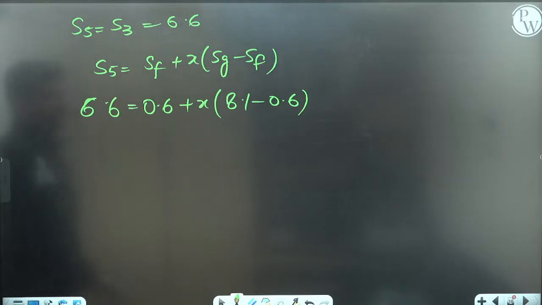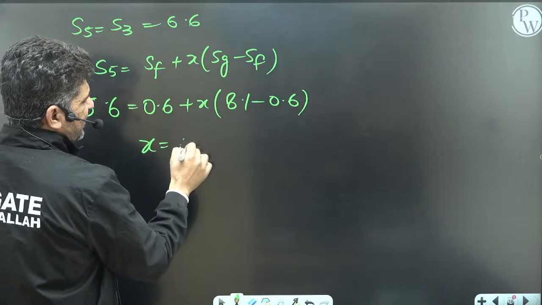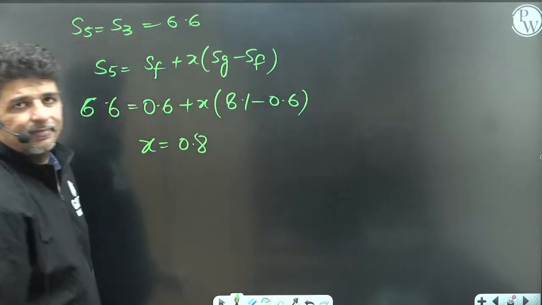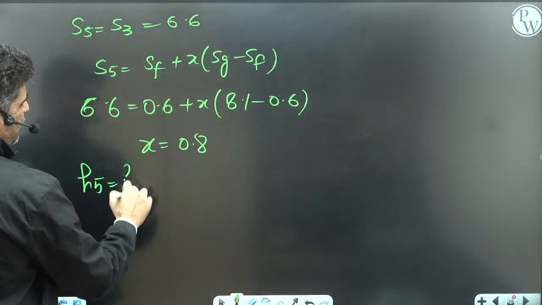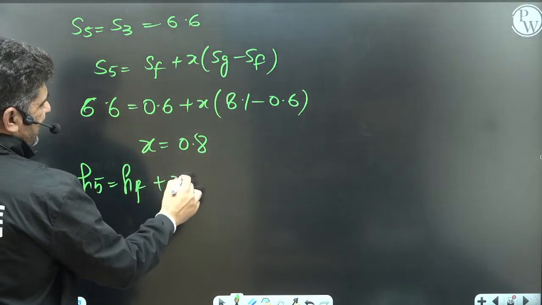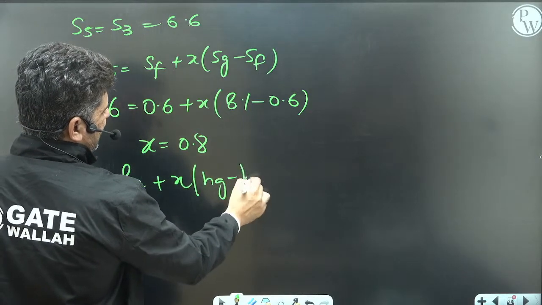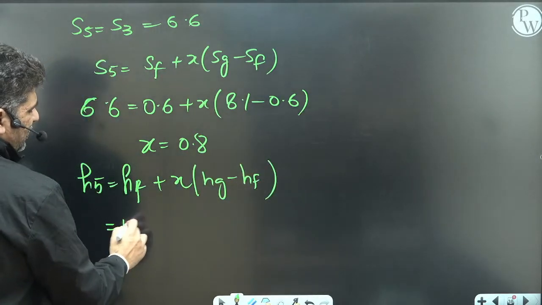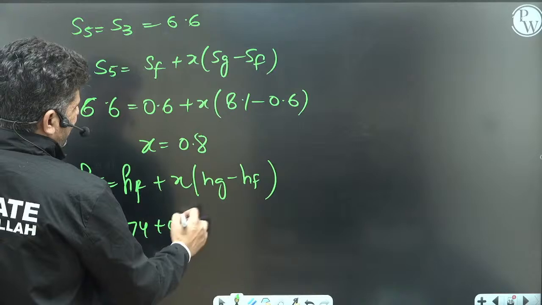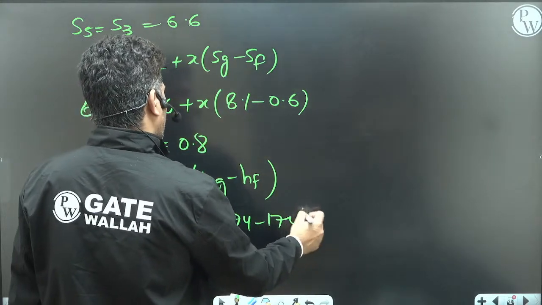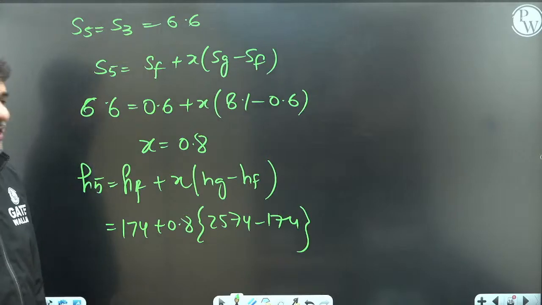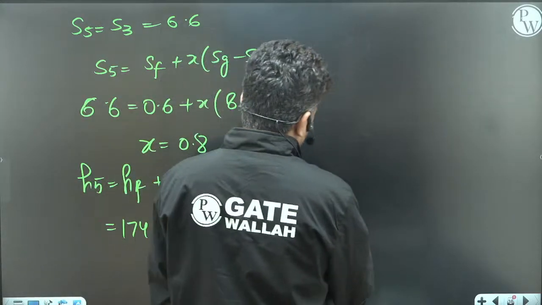From here you can calculate the dryness fraction X, which will come out to be 0.8. Once the dryness fraction is 0.8, you can calculate H5 is equal to HF plus X times Hg minus HF. So HF is 174 plus 0.8 times 2574 minus 174. Okay, so from here you will get the answer to be 2094.